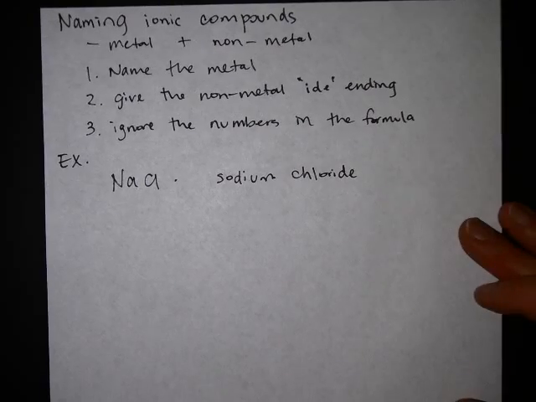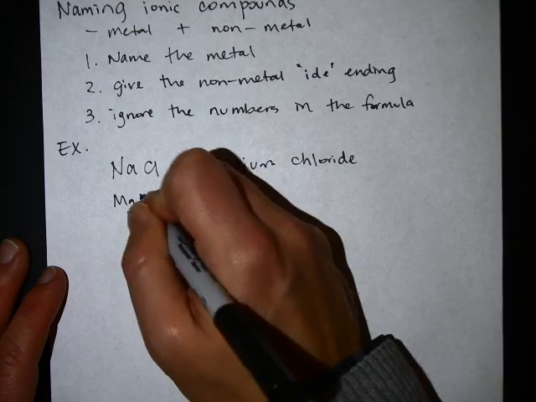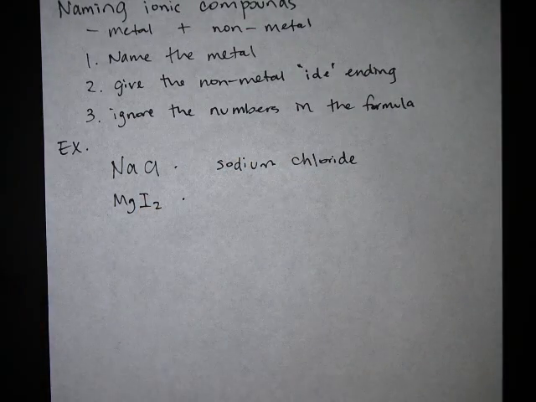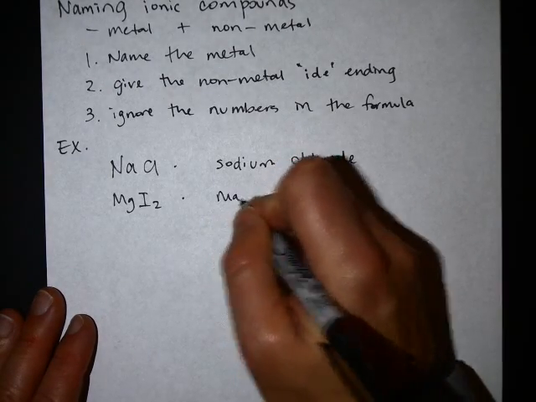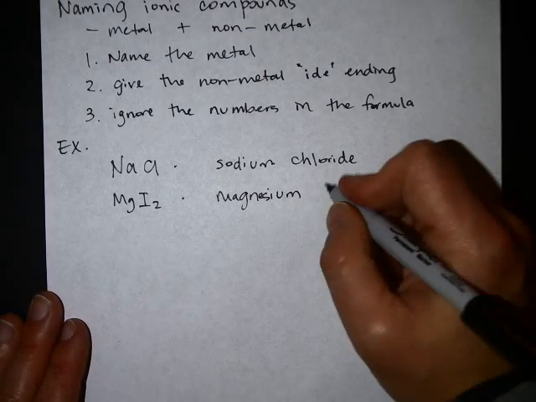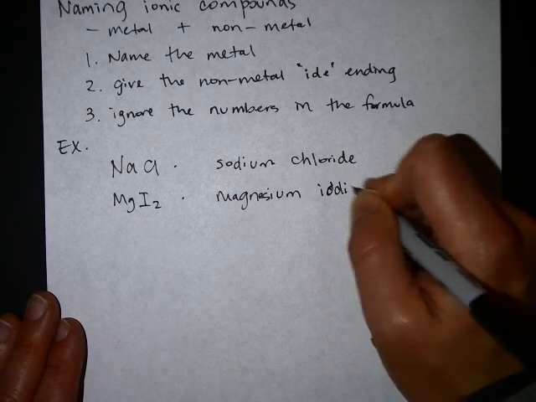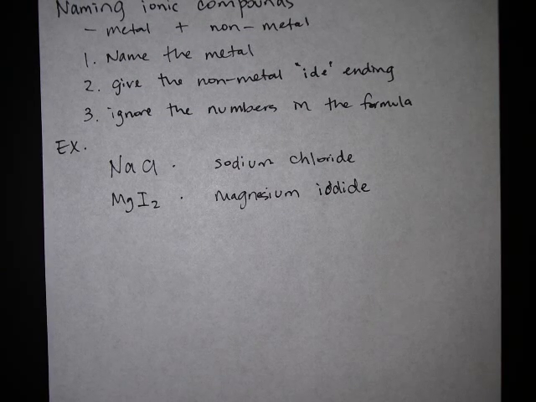Yay. If there's numbers, you ignore them. You still follow the same rules. You still name the first one and give the second one an IDE ending. So the first element here is what? Magnesium. Iodine becomes what? Iodide. I don't know. Some of them get weird. Specifically, nitrogen, oxygen, phosphorus, and sulfur are nitride, oxide, phosphide, and sulfide. So those ones get a little strange.